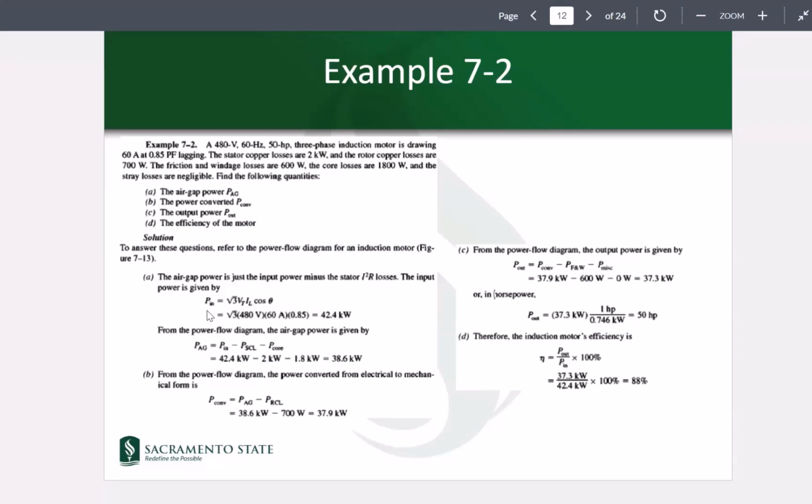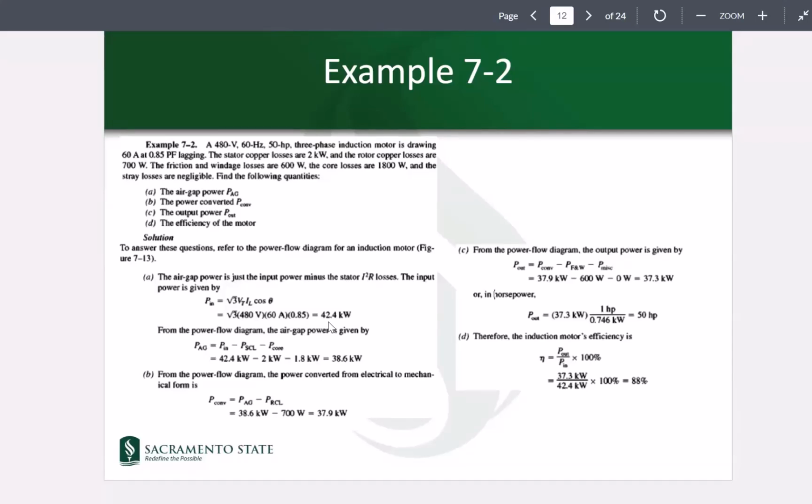So the air gap power, we know to find the air gap power, we use the input power, which is square root of 3 times V_T I_L cosine of theta. So we have all the information in here. We know how much current is drawn. And this is basically 480, that's the terminal voltage, line to line. I_L is the line current. Square root of 3. It makes the input power to be equal to 42.4 kilowatts.